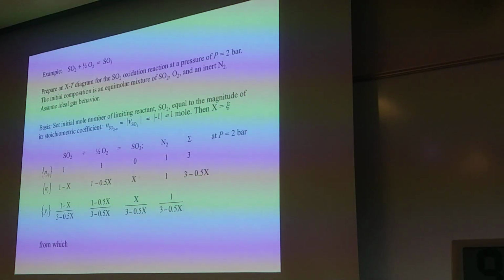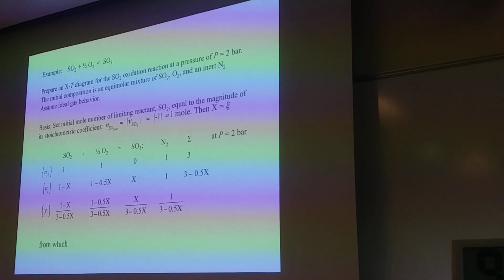So let's get specific, and let's go back to our reaction where I'm oxidizing sulfur dioxide to sulfur trioxide. This is the beginning step in making sulfuric acid. And we're asked here to prepare an XT diagram for this reaction at a pressure of 2 bars. I'm just setting things here with an initial composition with an equimolar amount of SO2, O2, and an inert nitrogen. Again, assume ideal gas behavior.